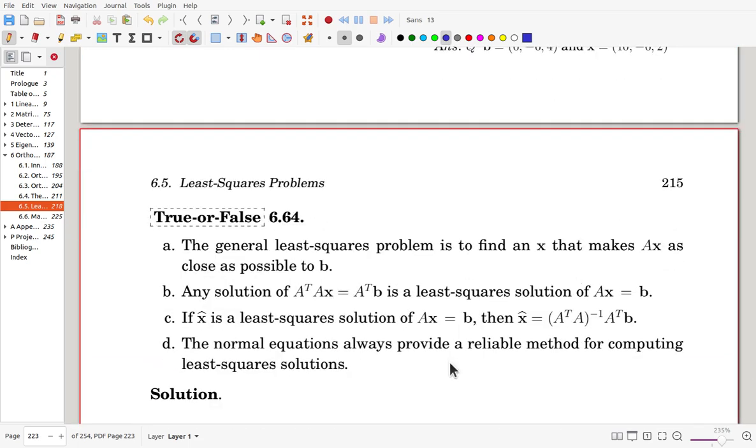Okay, now we reach the true or false problems. The general least squares problem is to find an x that makes Ax as close as possible to b. Is it true? Yes, it's true. When we consider the geometric interpretation of the least squares problem, we mentioned this. So it is true. Any solution of A transpose A x equals A transpose b, the normal equations, is a least squares solution of Ax equals b. Is it true? We mentioned in a theorem that the least squares solutions of this linear system are the same as the solutions of this normal equation. So the statement is true.